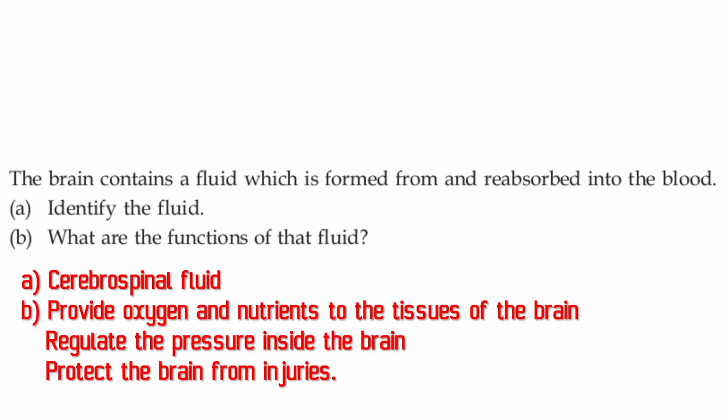Here we know the fluid which is formed from blood and reabsorbed into the blood that is present in the brain is cerebrospinal fluid. And the major functions of cerebrospinal fluid are provide oxygen and nutrients to the tissues of the brain, regulate the pressure inside the brain, protect the brain from injuries.